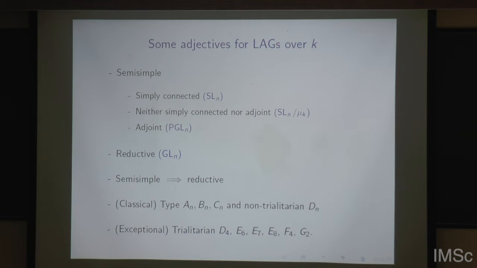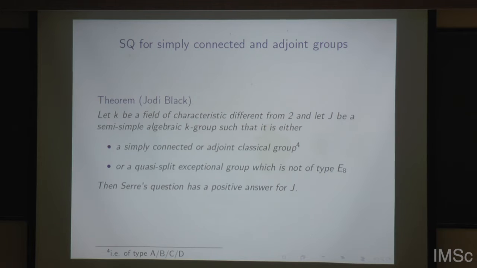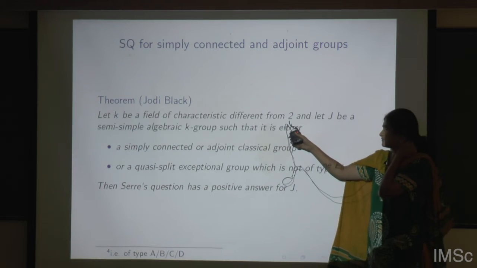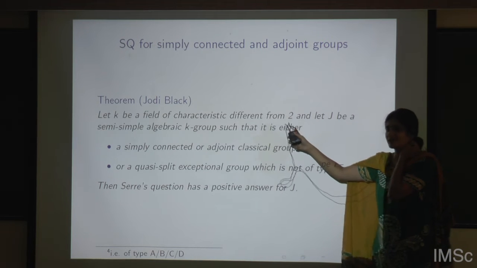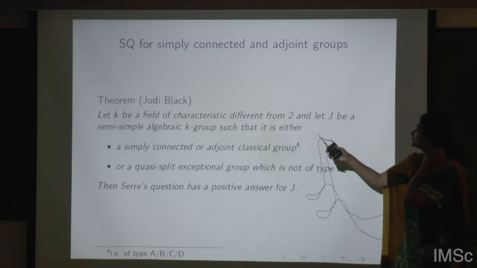So this is the first attempt to generalize, to answer Serre's question in a more general fashion. This is a theorem by Jodi Black, and she's my academic sibling, so she's Parimala's previous student. She takes a field of characteristic not 2. We always have this restriction because we like to work with quadratic forms and we don't like characteristic 2. Maybe we will in the future.